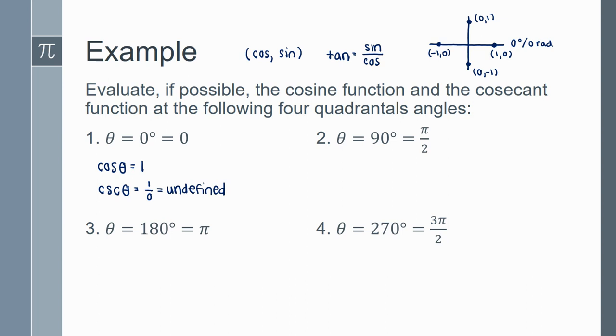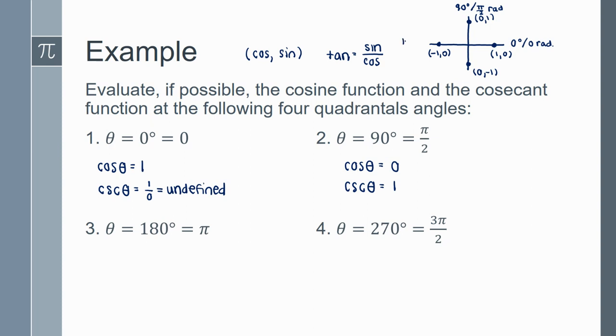If I look at the next one, 90 degrees, remember, 90 degrees is up here. That's where the pi over 2 radians is. If I'm trying to figure out cosine, once again, cosine is the first number in the ordered pair, and in that ordered pair, it would be 0. So the cosine of theta is 0. If I wanted to do the cosecant, once again, it's the reciprocal of sine. Sine is 1. So technically 1 over 1, if I flip it around, I would still get 1 over 1, or 1. So that's my cosecant.